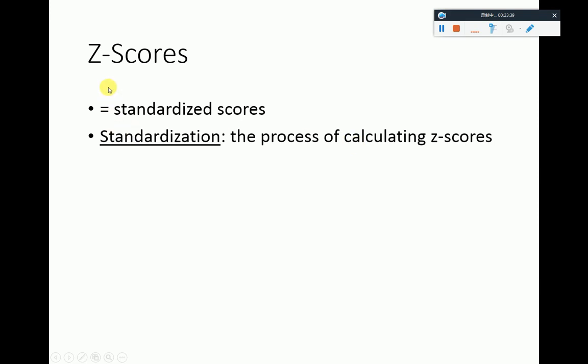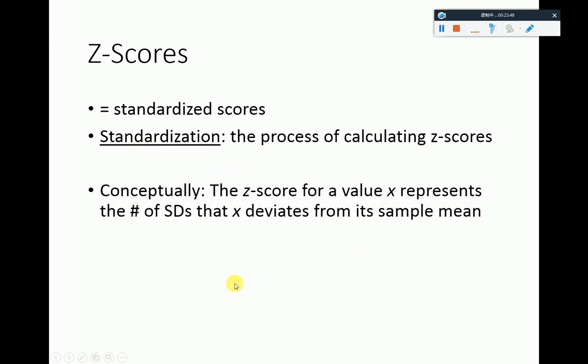Okay, so far we sort of understand these names, but these definitions do not tell us much. So now we need to understand what z-scores really are. What do we mean by standardizing them? Conceptually, the z-score for a value x, for any value, provides a very critical piece of information about x, that is the number of standard deviations that x, the value, deviates from the mean of the sample from which x is from.